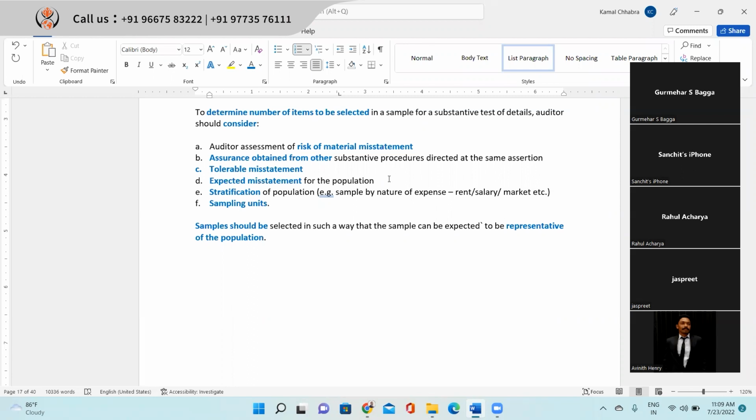So for, let's say, completeness of a particular financial statement line item, what other substantive procedures have we performed and how much comfort are we getting from there would also define how we are doing the sampling for this particular procedure.